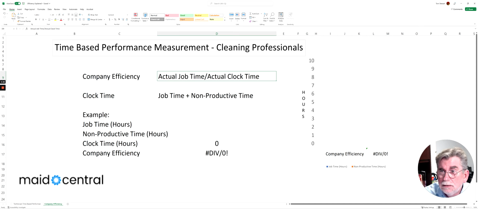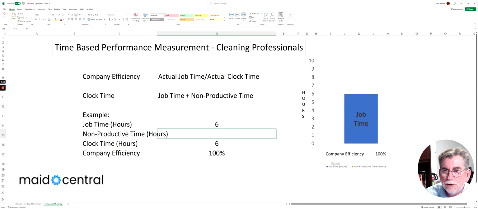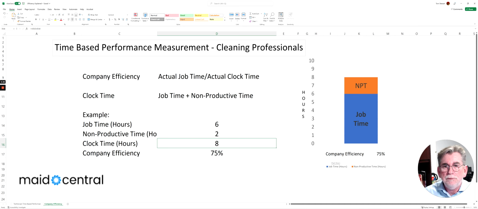So an example of that would be, say a cleaning professional had 2 jobs in a day and each had an allowed time of 3 hours, that's 6 hours, and say they had 2 hours of drive time, that would be 2 hours of non-productive time. Then that would give you a total clock time of 8 hours. 6 job hours divided by 8, that's 75%. You can kind of see how that graphs out over here with the non-productive time being here with 2 hours, the job time being 6, but you add it together, they were actually on the clock for 8.